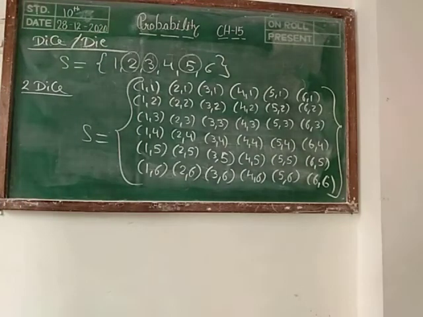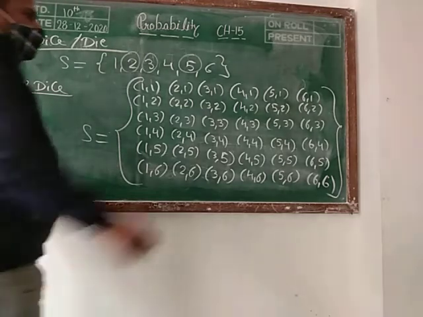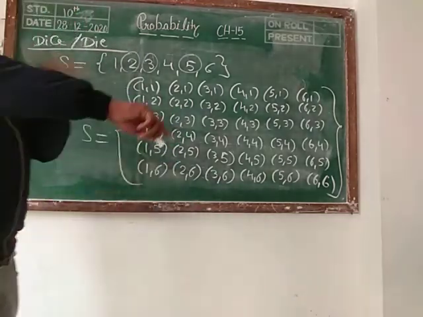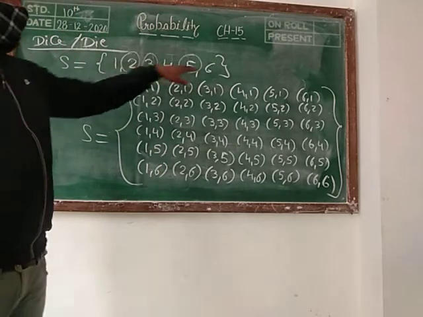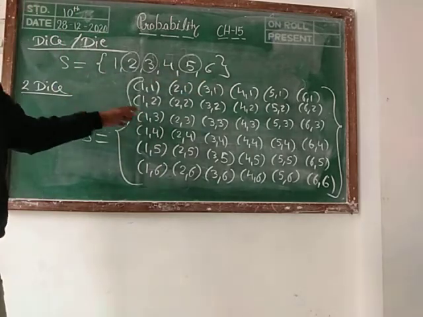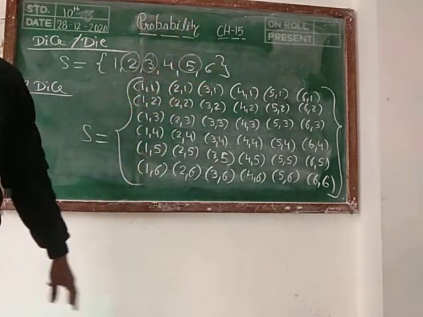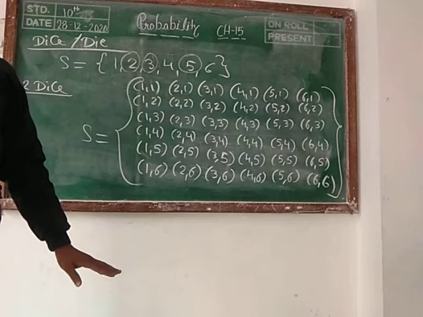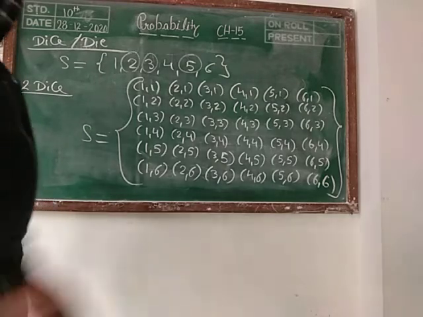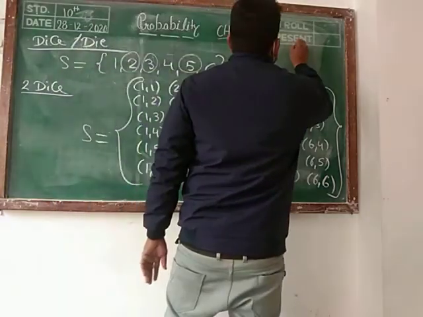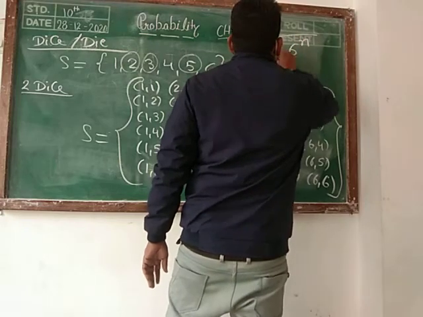And these are the possible outcomes if you throw 2 dice together. And what we are observing, how many outcomes we are getting here? 36 outcomes we are getting. When we throw 1 dice, we are getting 6 outcomes, and if you throw 2 dice together, you are getting 36 outcomes. If you throw 3 dice together, then you are getting 216 outcomes. Means the general formula we are getting for finding the sample space is 6 raised to power n.